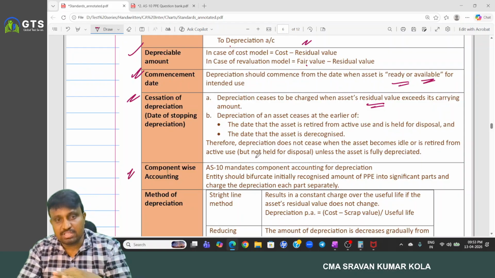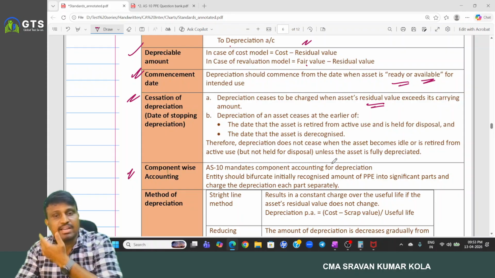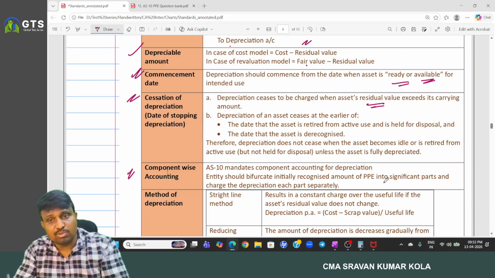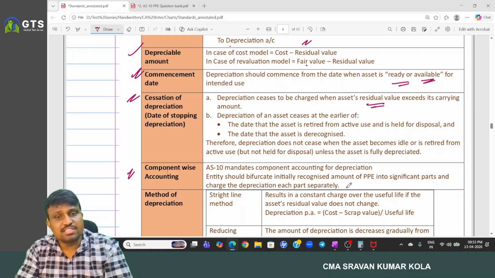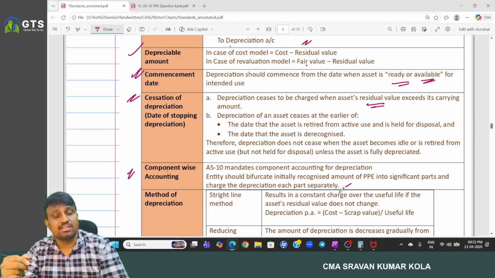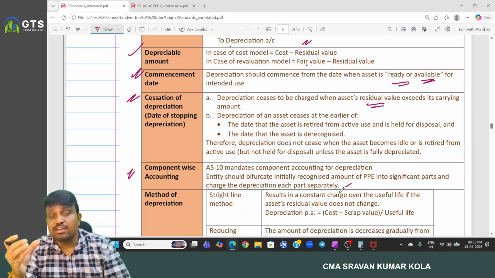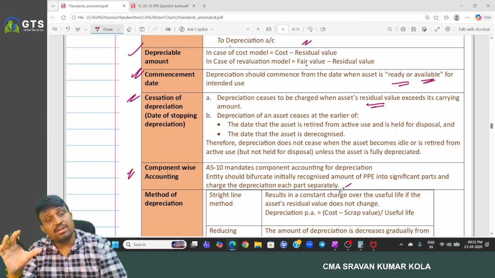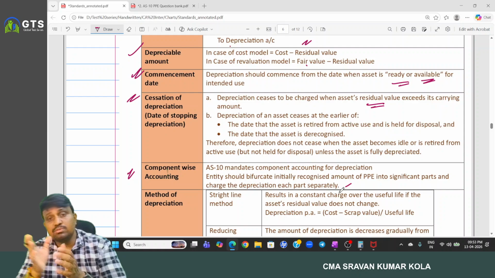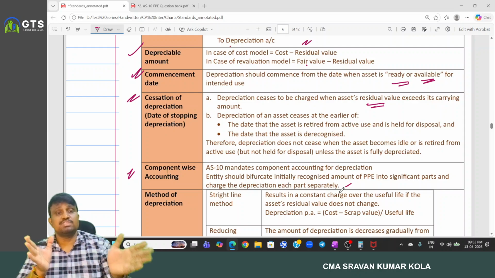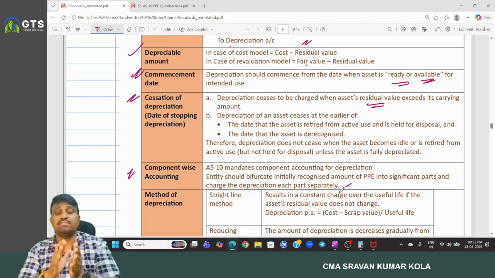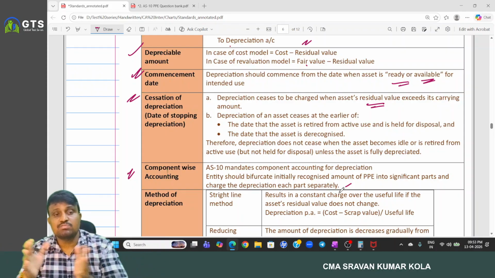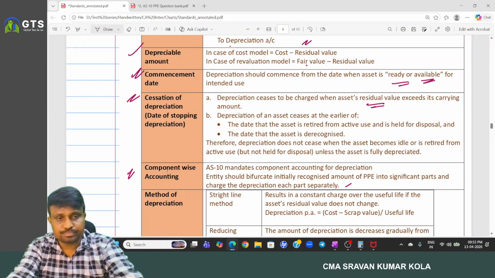Component-wise accounting. AS-10 mandates component accounting for depreciation, and the entity should bifurcate the initially recognized amount of PPE into significant parts and charge the depreciation of each part separately. For example, an aircraft has a life of, say, 10 years, and its engine part has a life of 6 years. Then you have to consider the aircraft and the engine part separately, because they have different life periods and are required to be depreciated separately. That is component-wise accounting.